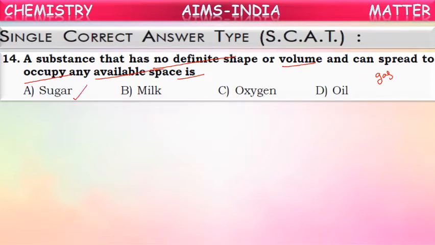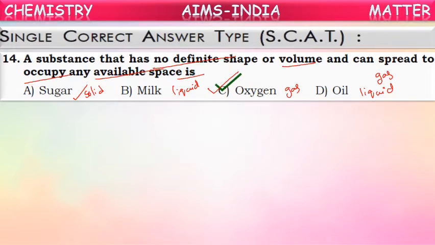Sugar is not a gas, it is a solid. Milk is a liquid. Whereas oxygen is a gas. Oil is a liquid. So no definite shape or volume for gas. So which is the gas here? Oxygen is the gas. So the correct option is C, oxygen.